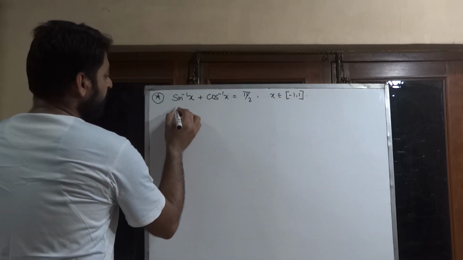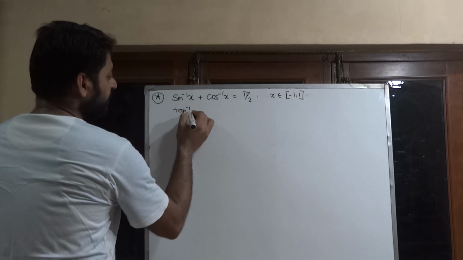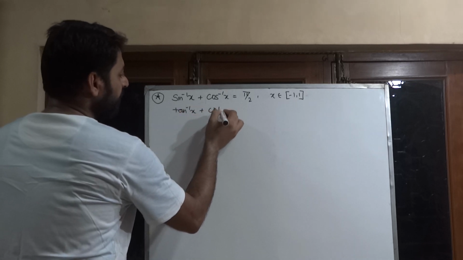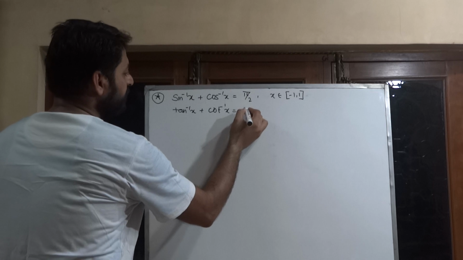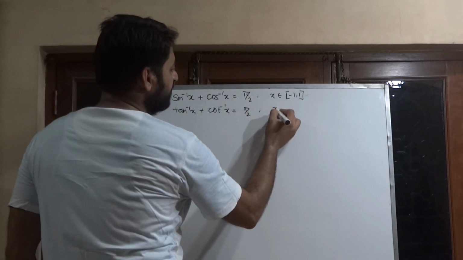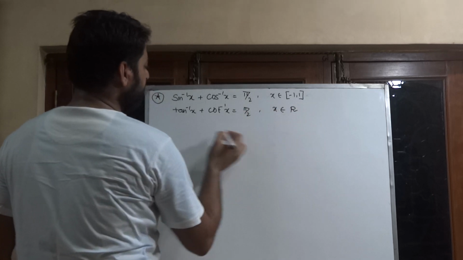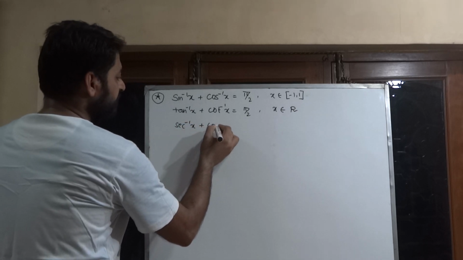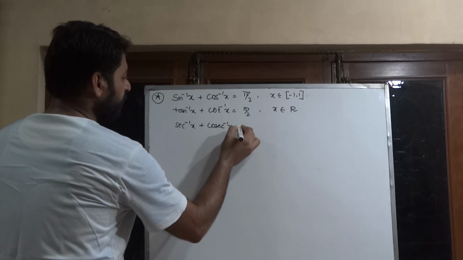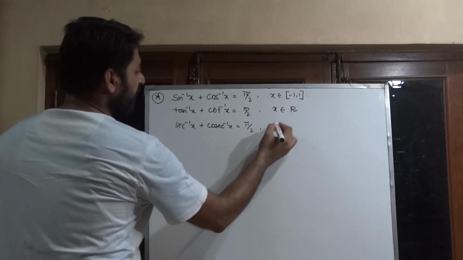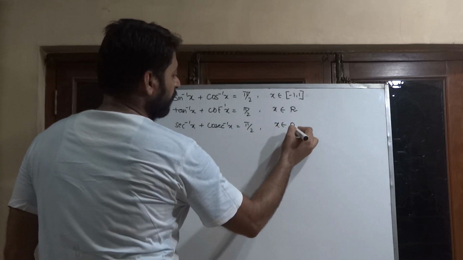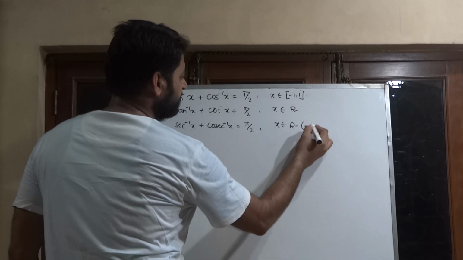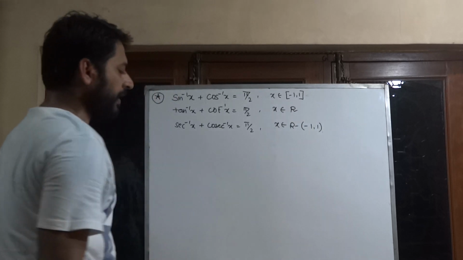Number 2 is tan inverse x plus cot inverse x equals pi by 2. Obviously x belongs to the whole real number here. And third one is sec inverse x plus cosec inverse x equals pi by 2. And here x belongs to the whole real number except -1 to 1.